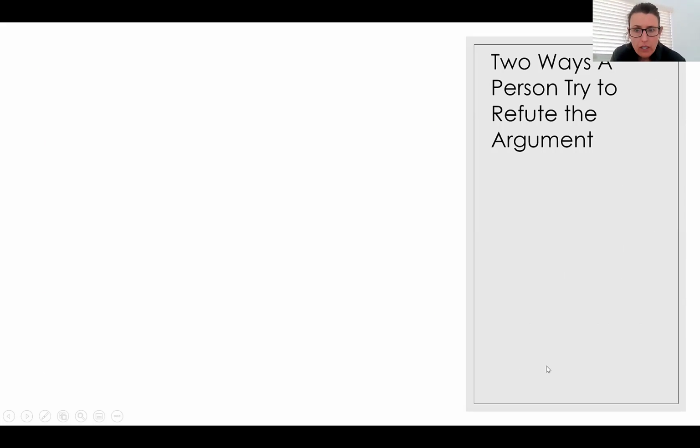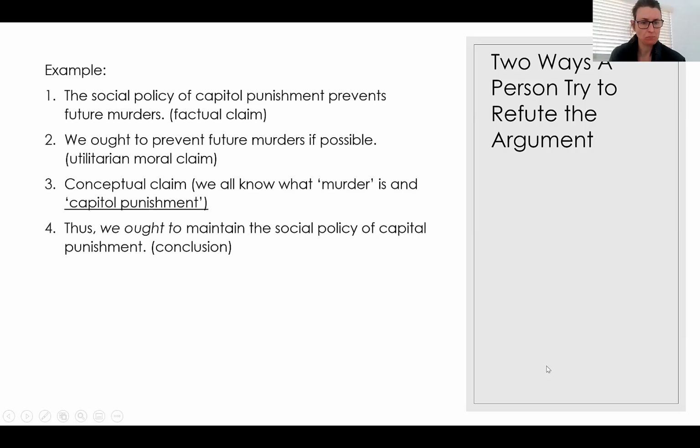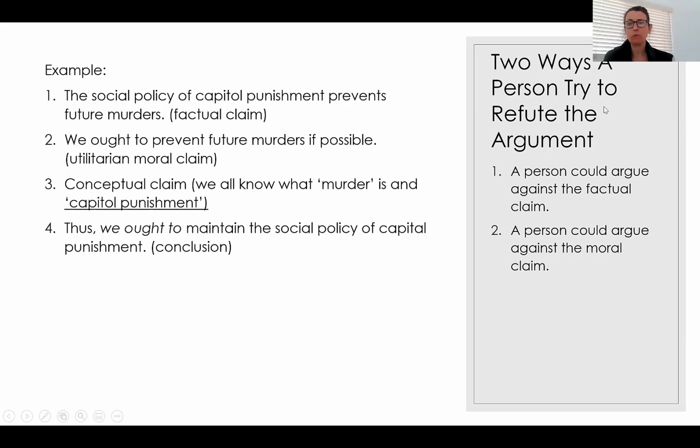Let's see if we go here. Okay, so here's the argument again. Okay, so there's two ways a person could try and refute this argument. The person could argue against the factual claim, and or, so either or both, a person could argue against the moral claim. Okay, so for example, when I said this, some of you might have just taken a criminal justice class or sociology class and say, well, actually, that's not true. Capital punishment does not prevent future murders. That's not the way it works.